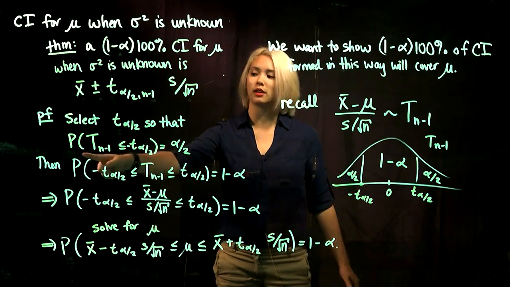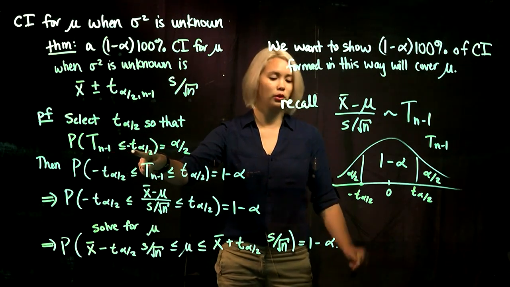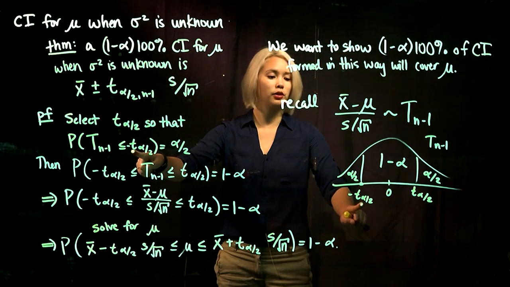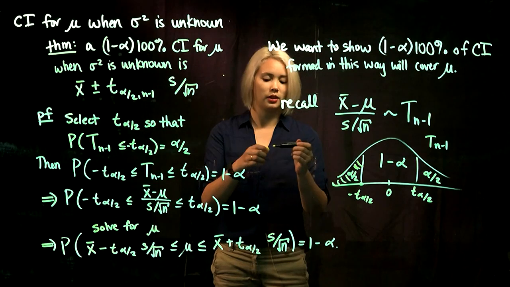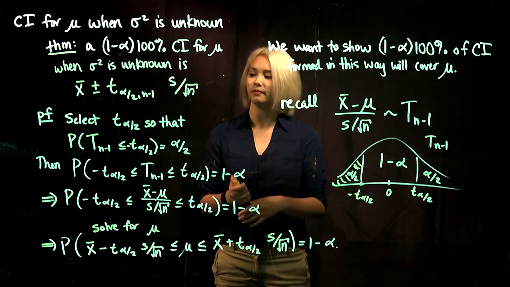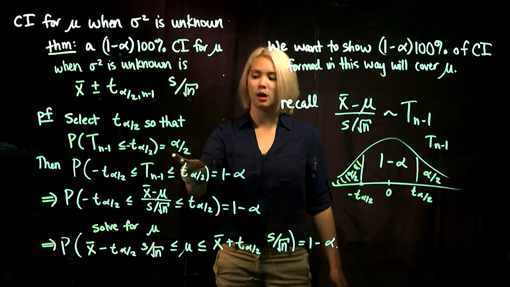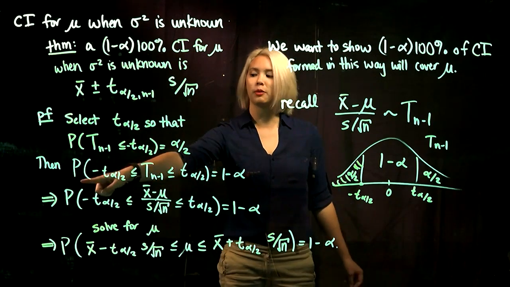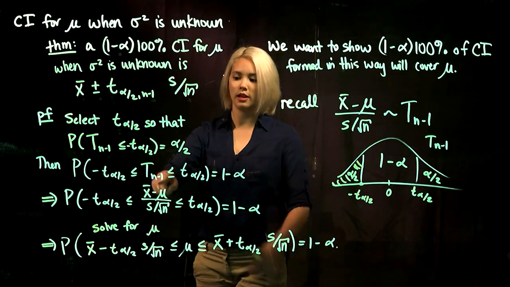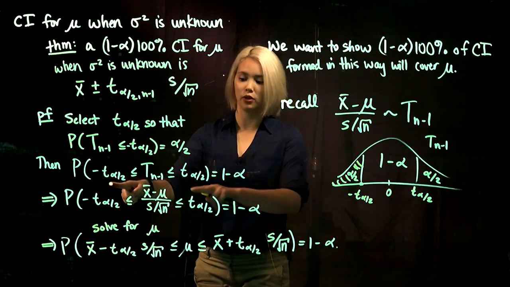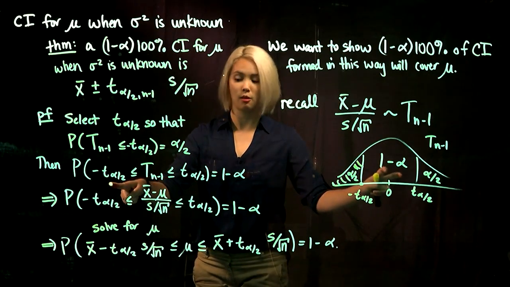We selected them so that the probability that a t distribution with n minus 1 degrees of freedom is less than or equal to negative t alpha over 2 is, sorry, alpha over 2. We specially selected those t alpha over 2 so that we get this probability. So then we know that the probability that a t distribution with n minus 1 degrees of freedom is between negative t alpha over 2 and positive t alpha over 2 is 1 minus alpha. That's how we set it up.